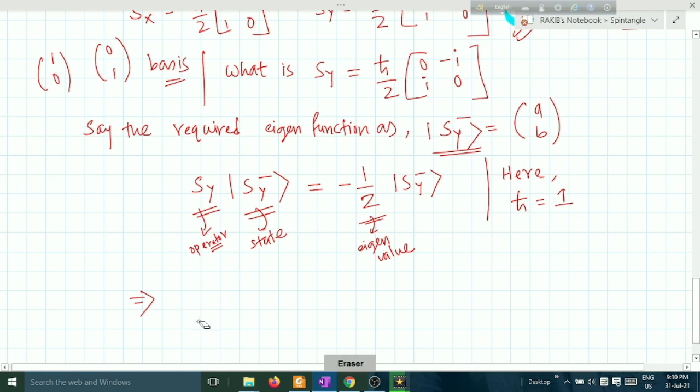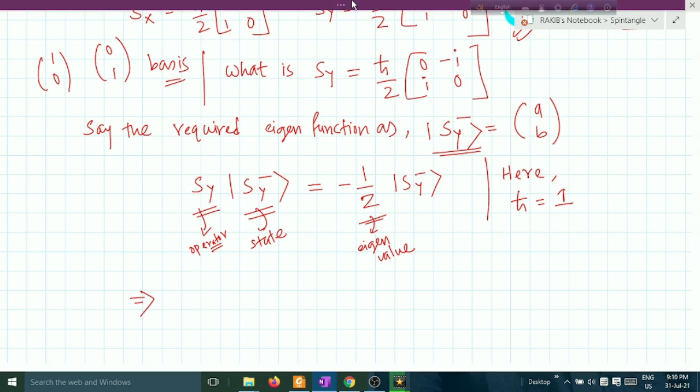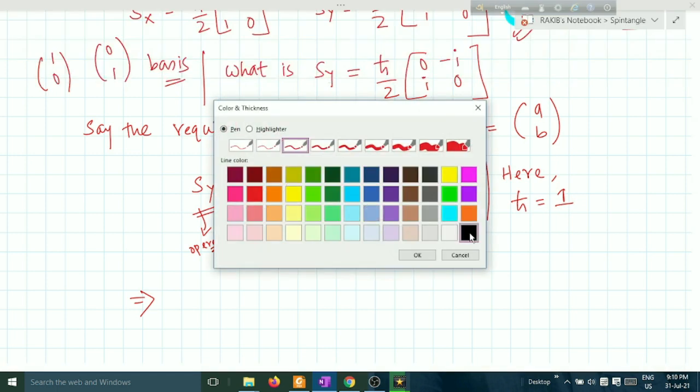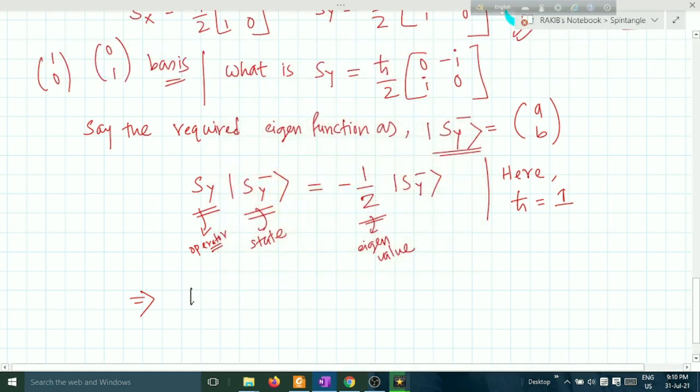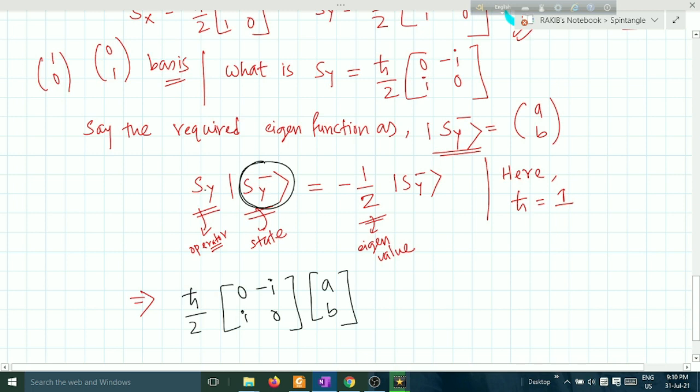Now put what Sy is. What is Sy? Sy is h cut upon 2 times the matrix 0 minus i, i 0, acting on (A, B). (A, B) is the state, and Sy is the operator, and this is equal to minus half times (A, B). Just wait for a while.